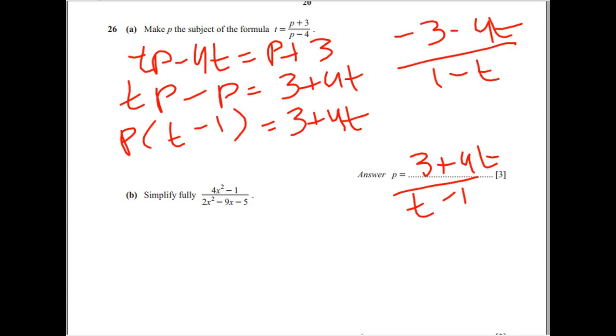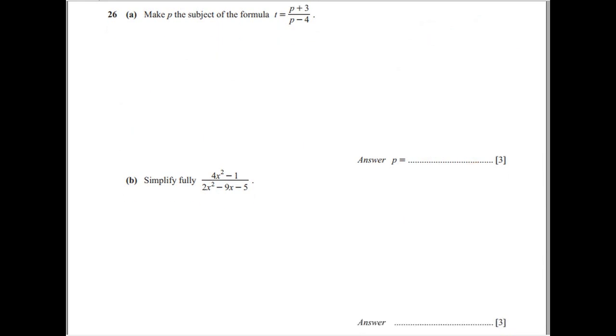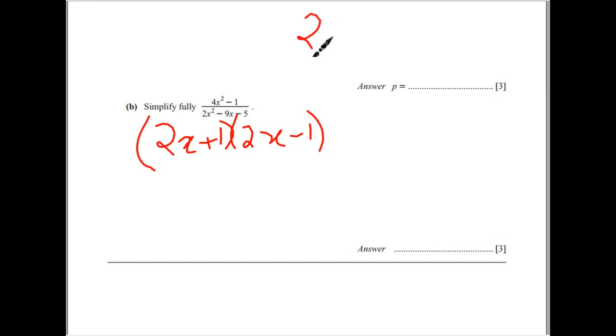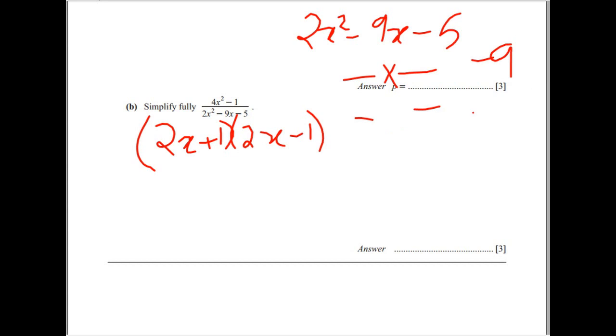Part B, simplify fully. So the numerator becomes 2x plus 1 and 2x minus 1. 2x plus 1, 2x minus 1. The denominator has to be factorized first. So 2x squared minus 9x minus 5. We're looking for two numbers that once multiplied together should give us minus 10, and once added together should give us minus 9. So the numbers are minus 10 times 1, minus 10 plus 1 gives us minus 9.